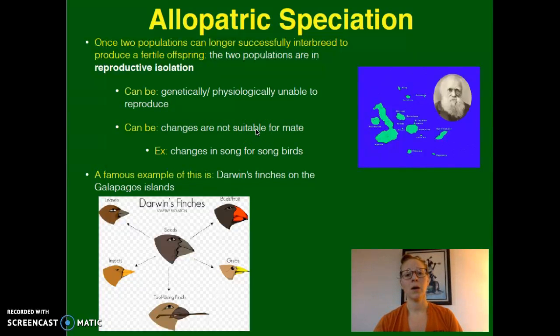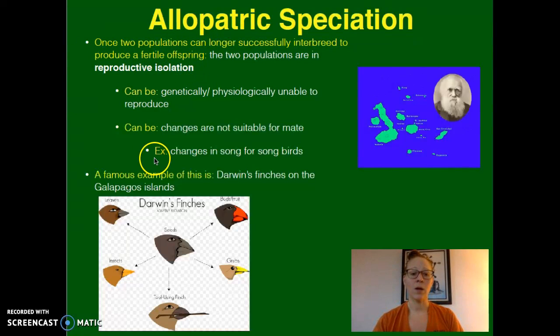If you were to take a bird that had been separated from its ancestral population, and try and return it back to the ancestral population, perhaps the bird song of the new founder population is going to have changed. And so if it can't attract a mate with this new bird song, well then it can't interbreed, and so it has reached reproductive isolation.